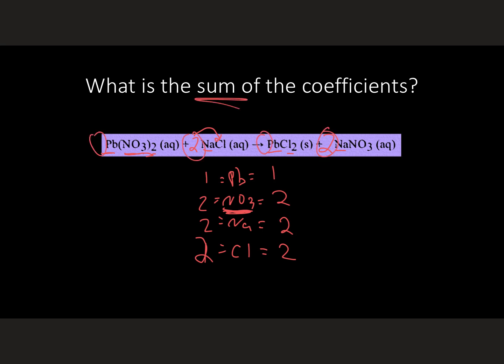Remember, it wants a sum. So 1 plus 2 plus 1 plus 2. So that is 3 on this side, and then 3 on that side. So 6.